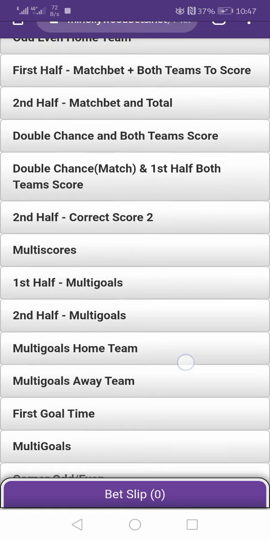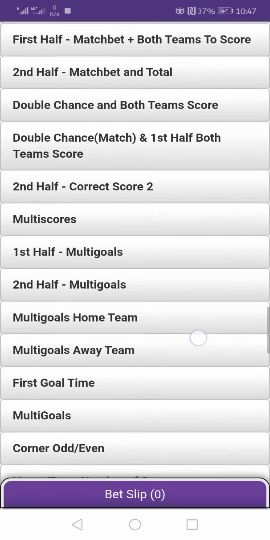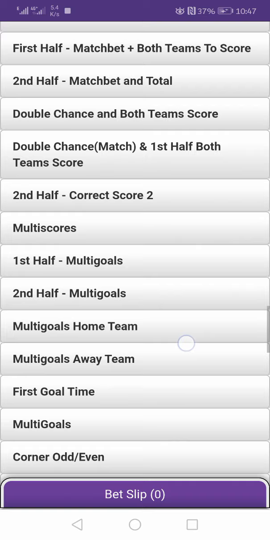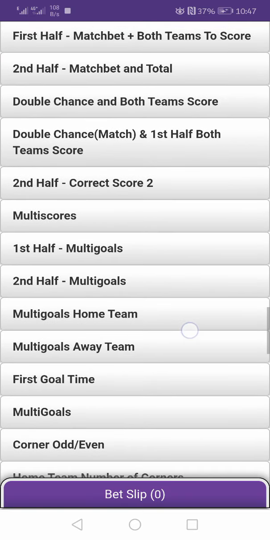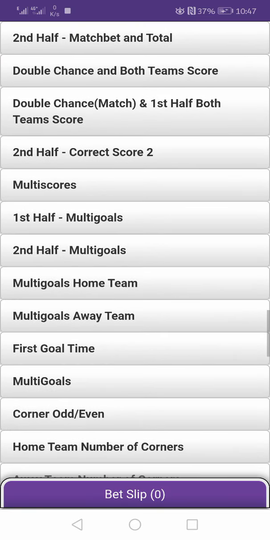Home, multi-goals, home or away. You see, these are 2, but this is basically one market, you understand? Because it's either you choose one or you choose the other. So this is the second one that you must choose.